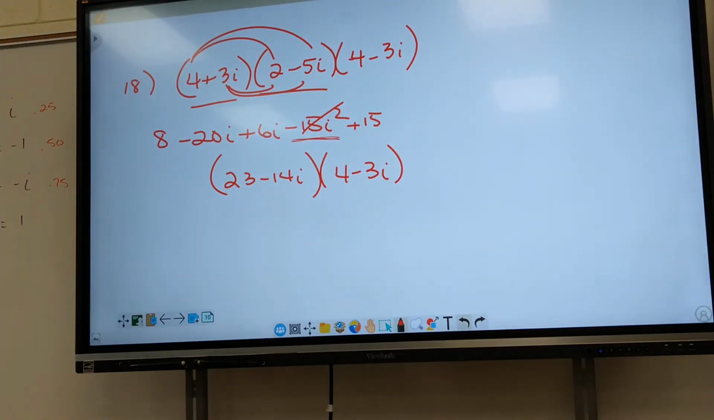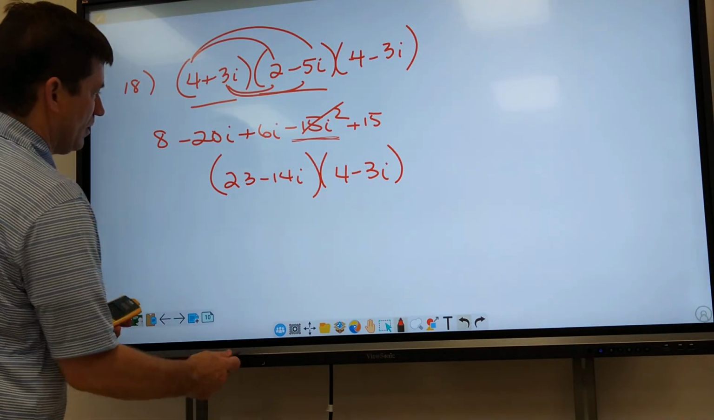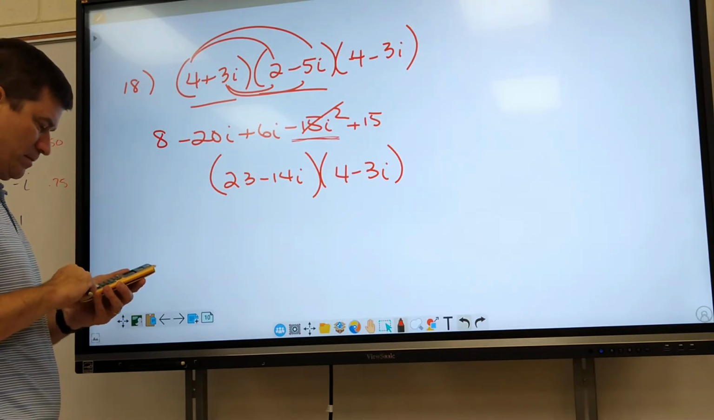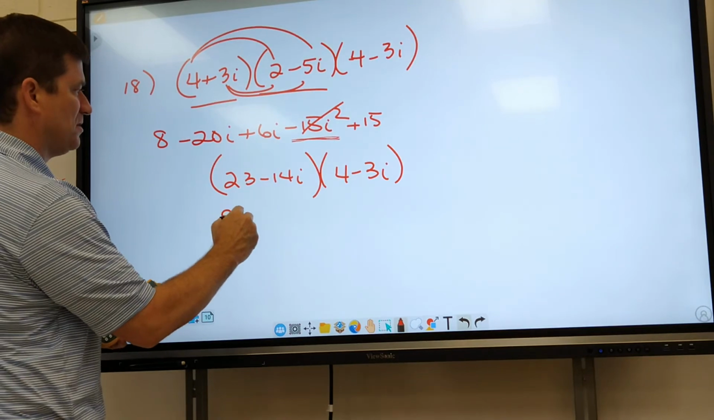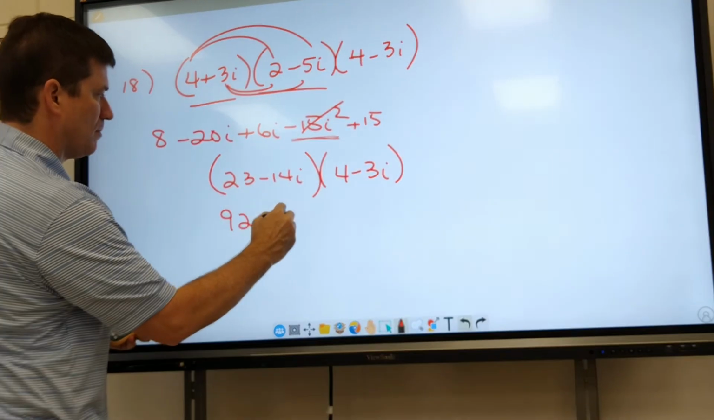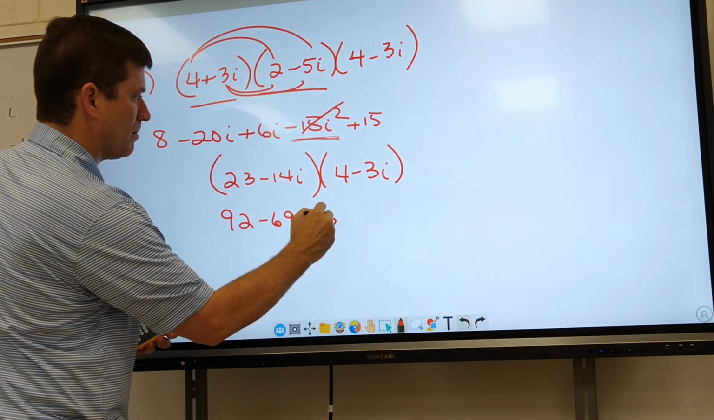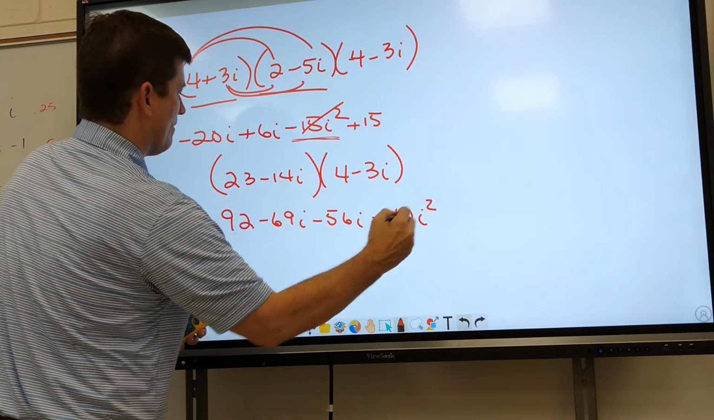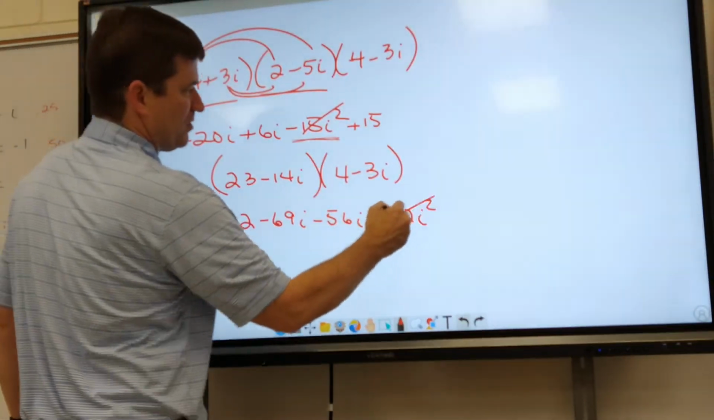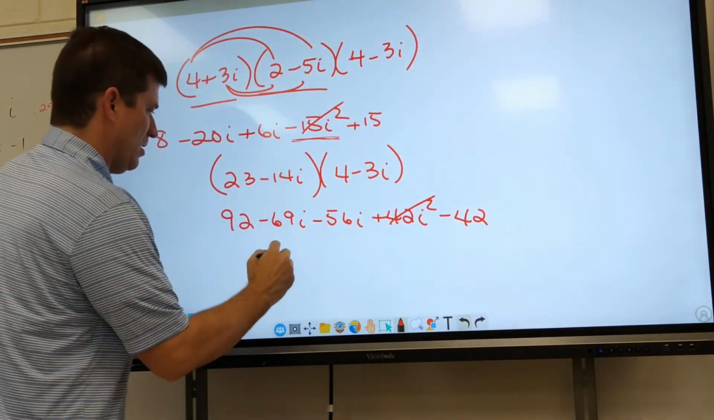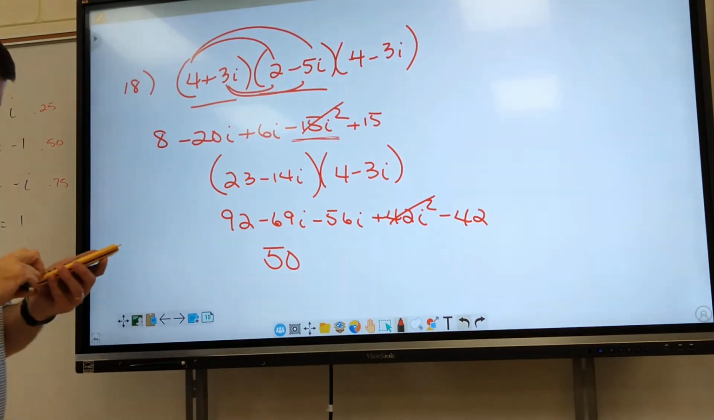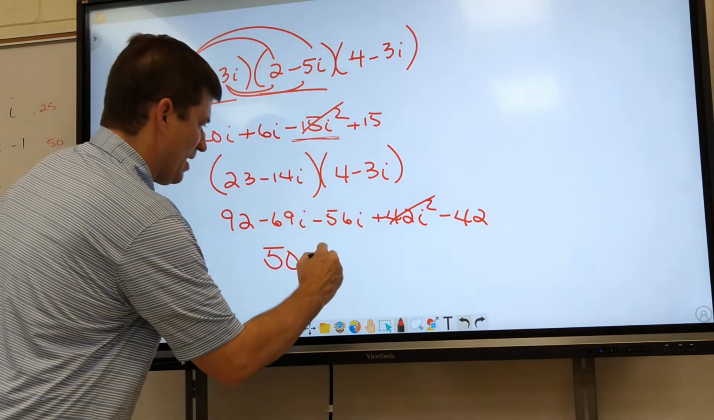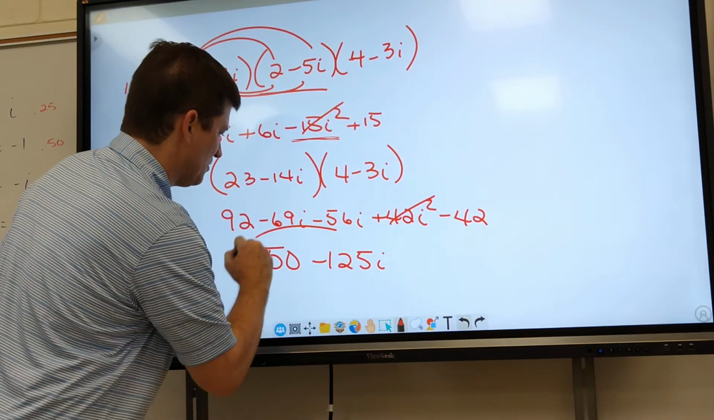I'm going to need my calculator for this one. 23 times 4 is 92. And then that turns into a minus 42. And I've got 50 in the front. I've got to add negative 69 plus negative 56. I got negative 125i. Check that.